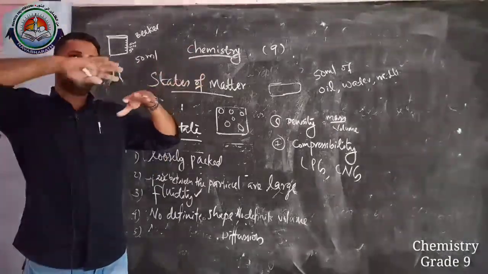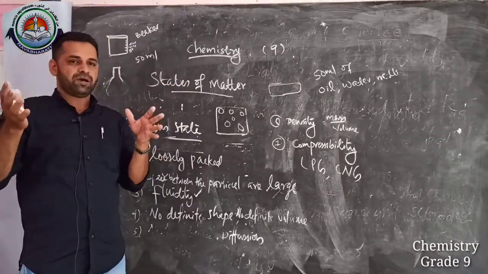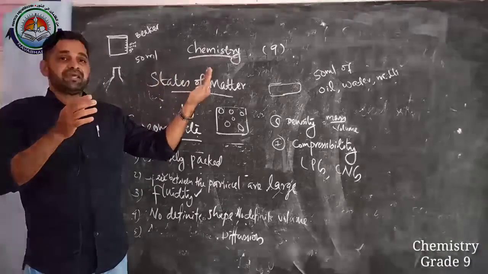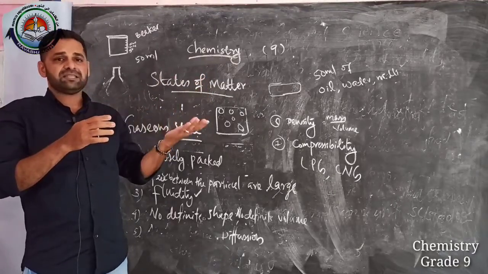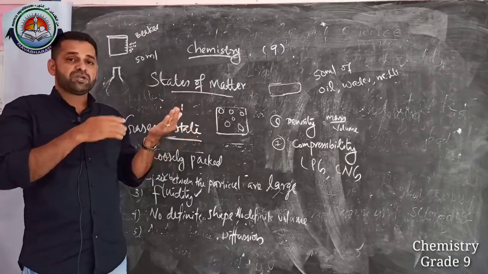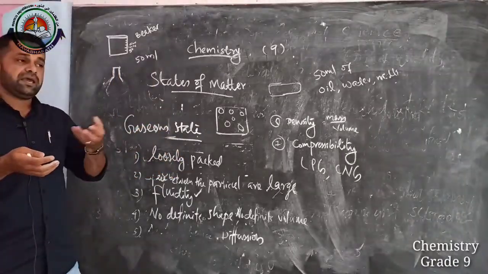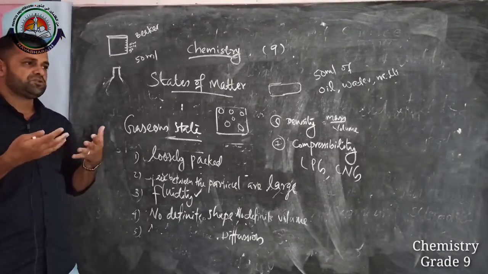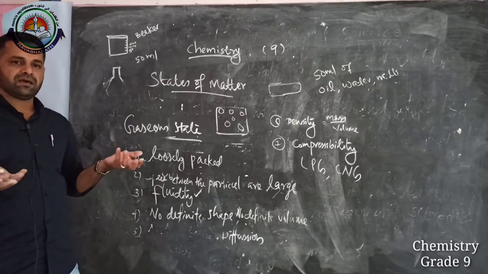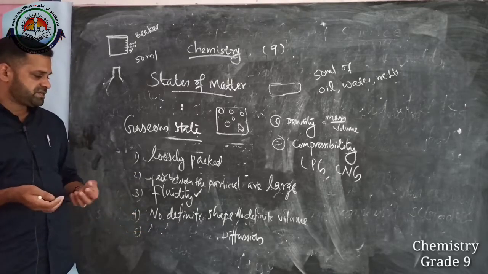They will move randomly all over the space available to them, and occupy all the space available to them. When they move in a container, they strike the walls of the container, and they exert some pressure on the walls. That is why, because they are in random motion and free to move, the force of attraction between the particles is very less, and they also show fluidity because the particles are loosely packed, and they do not show any definite shape and definite volume.